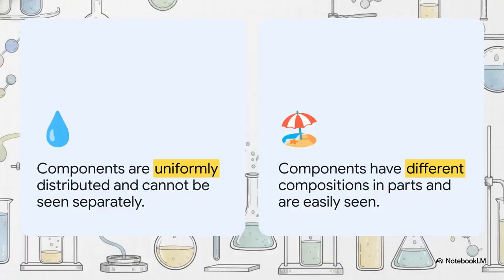Now, mixtures basically come in two distinct flavors. First up, you have homogeneous mixtures. This is where components, like salt dissolved in water, are completely uniformly distributed. You can't see the salt floating around, it looks like one single substance. Then we have heterogeneous mixtures. This is where the components, like our sand and water example, or say oil and vinegar, are totally unevenly distributed. You can easily spot the different parts with the naked eye.